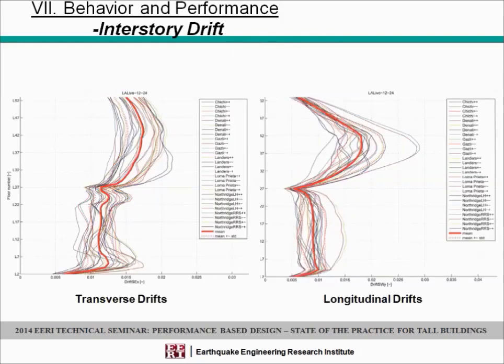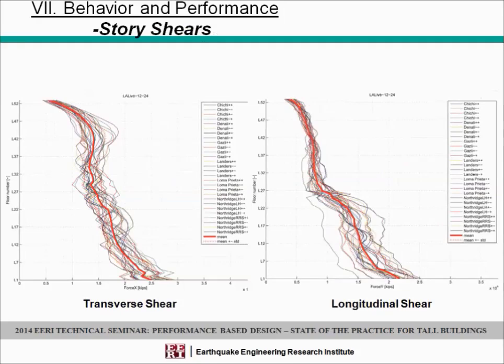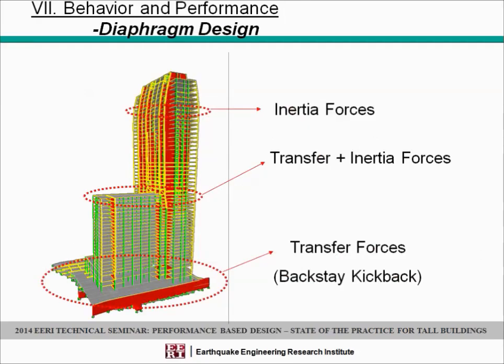This is the interstory drift representing all the ground motions, and the heavy red line is the mean, and then the heavy dashed red line next to it is the mean plus 1 sigma. Story shears, the same. And then the transition or transfer of inertia forces.